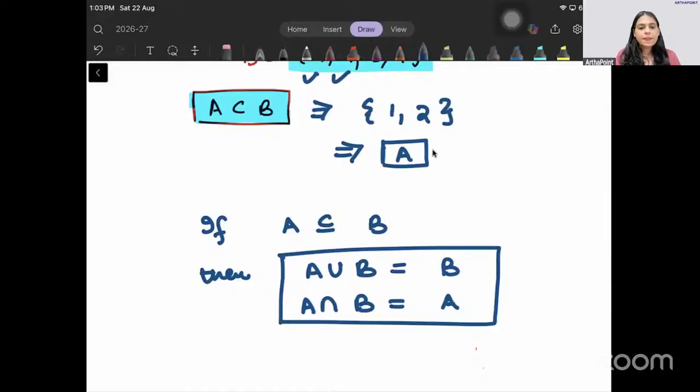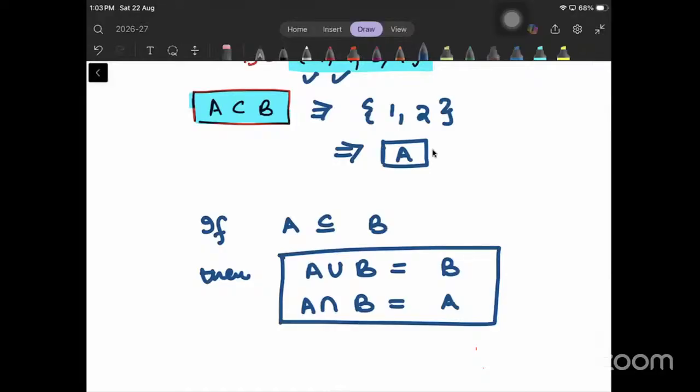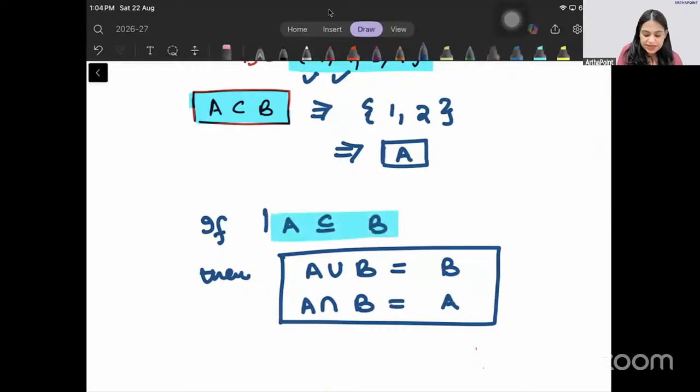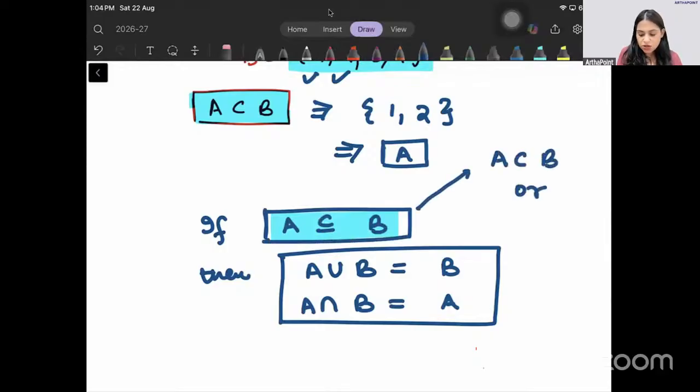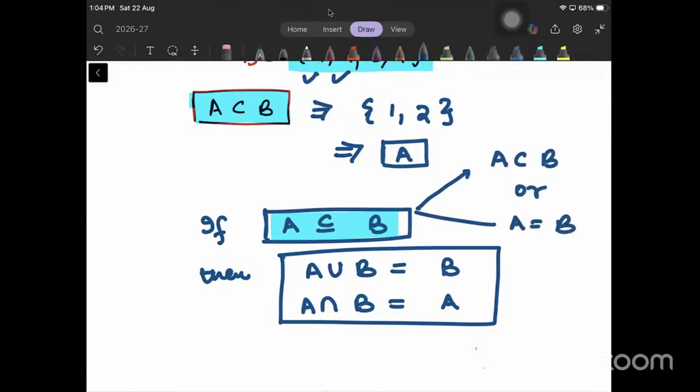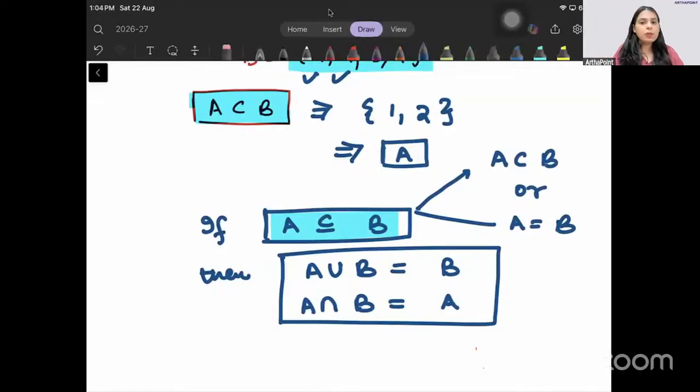Yes, please ask. Ma'am, I have a doubt regarding proper subset and equal set. If the subset sign is given and this dash is also given, it may be possible that these two are equal. This can mean both things: A can be a proper subset or A can be equal to B. Anything is possible, correct? So, ma'am, A union B can be equal to A also, and A intersection B can be equal to B also. It is possible, but we will always take the general case.